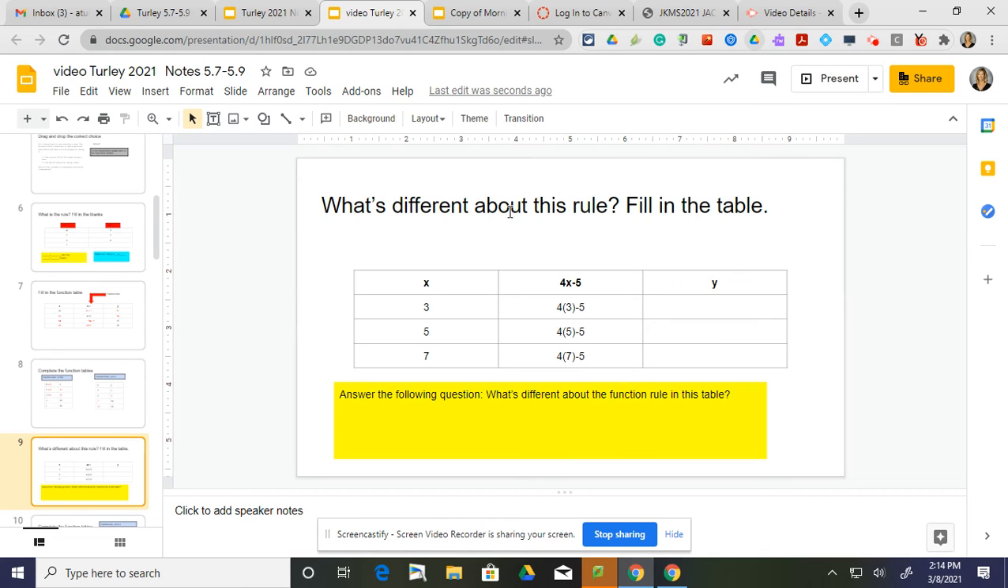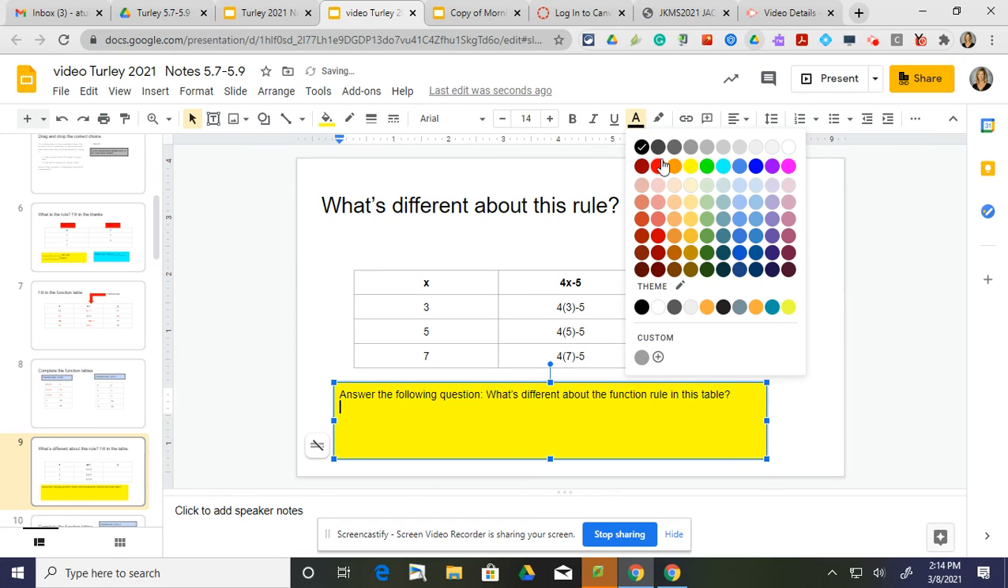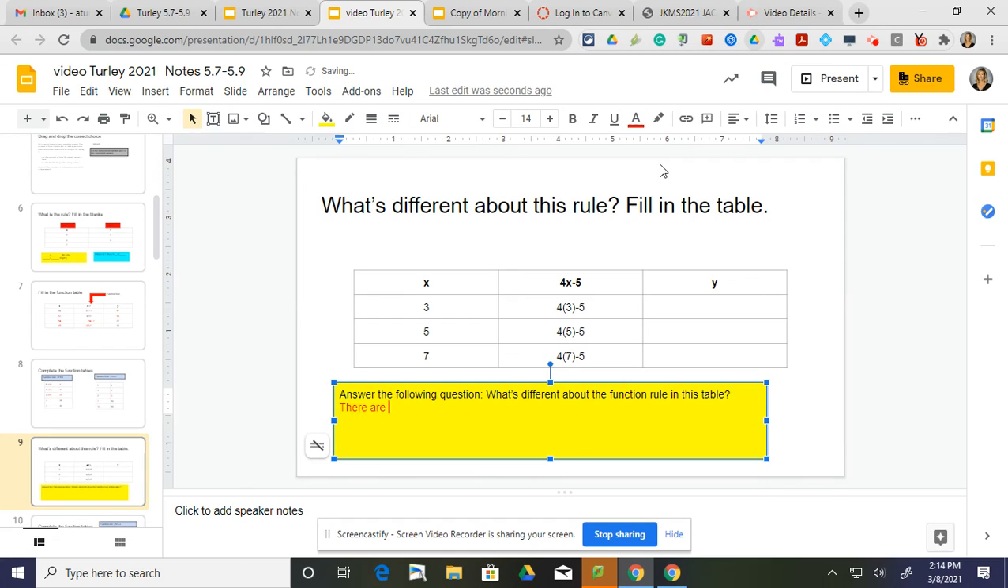Okay. Slide 9 says, what's different about this rule? So look at the rule. Here's the rule. What's different? Okay, you can see that this is a two-step function. We are subtracting and we are multiplying. So this is a two-step function. There are two operations, multiply, then subtract.